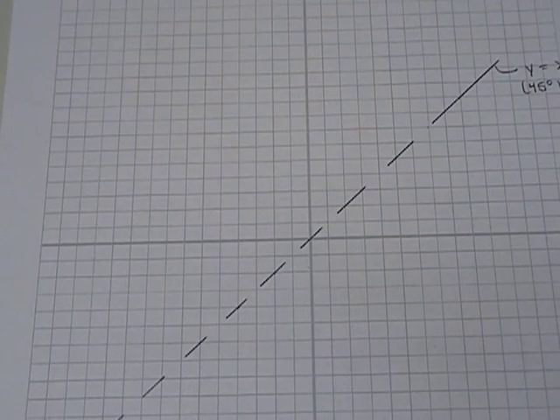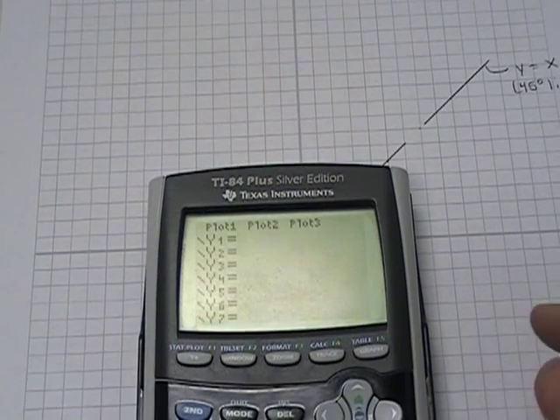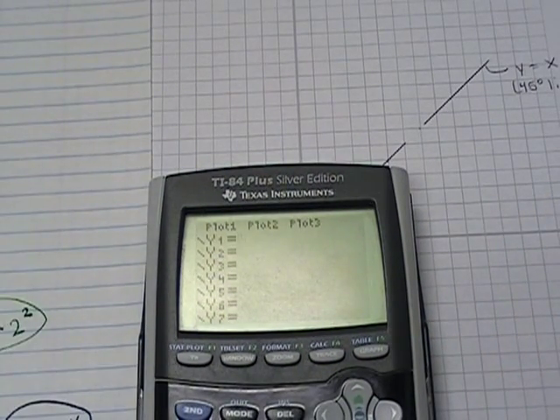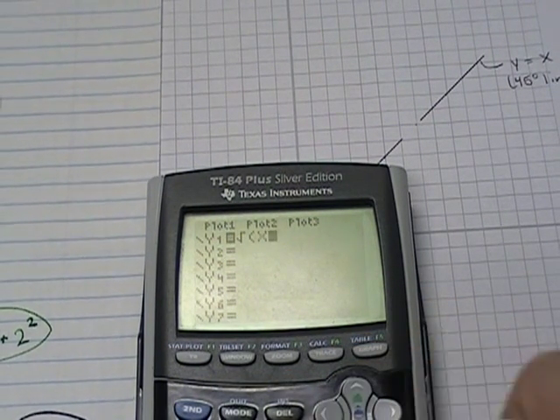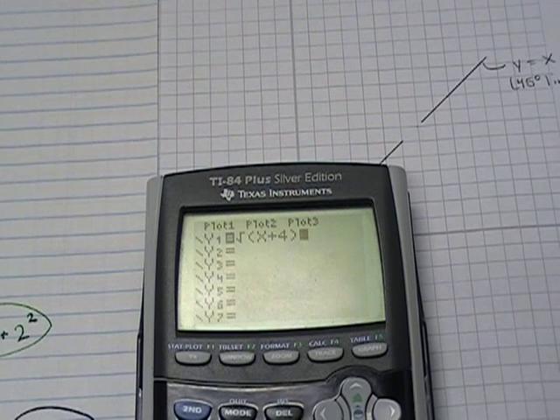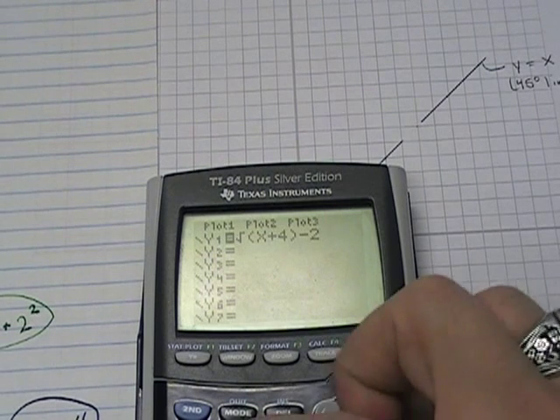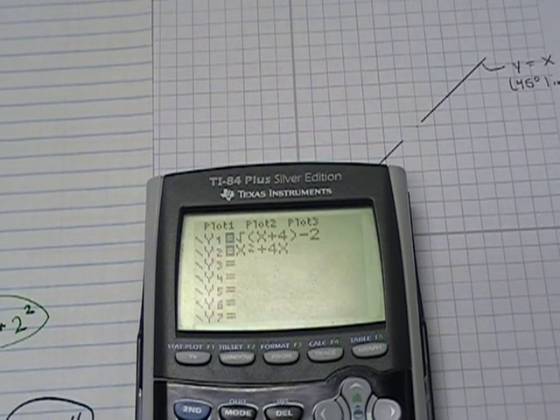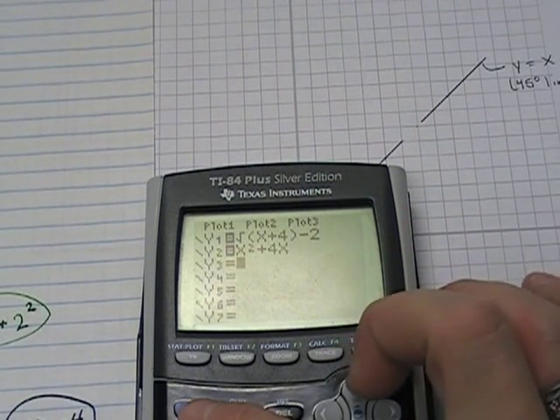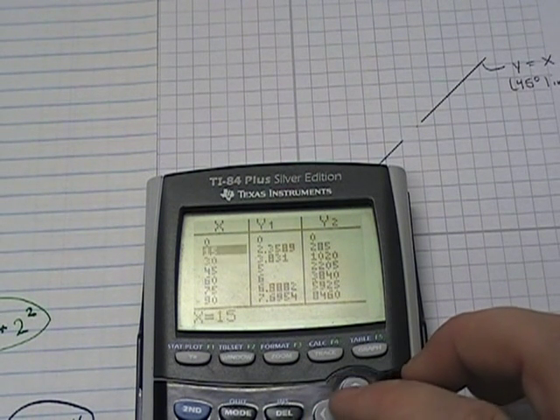And so what I'm going to do is cheat. I'm going to use my TI-84 to generate some numbers and graph this by hand, because I can't fold my calculator screen. So I'm going to type square root of x plus 4, remember to close your parentheses, and then minus 2. Then I'm going to type x squared plus 4x. I'm going to go to my table, and here's the problem.